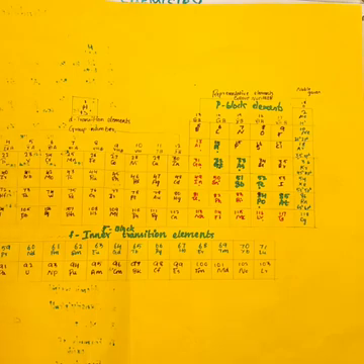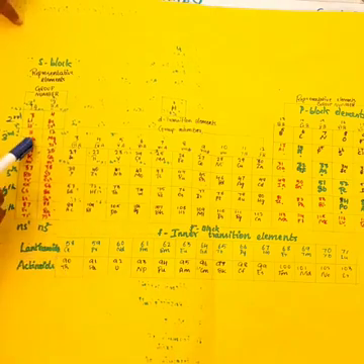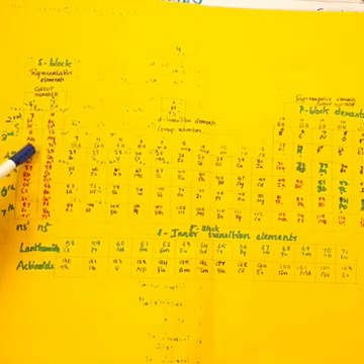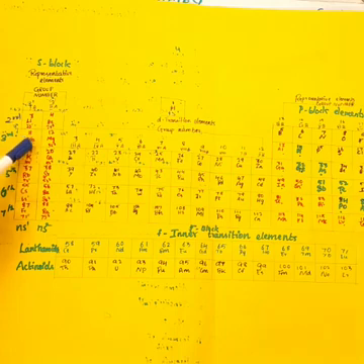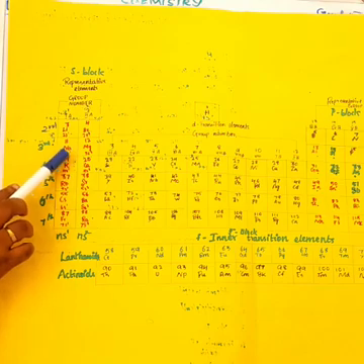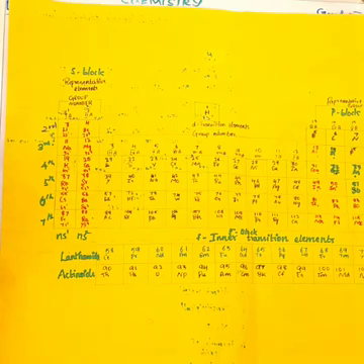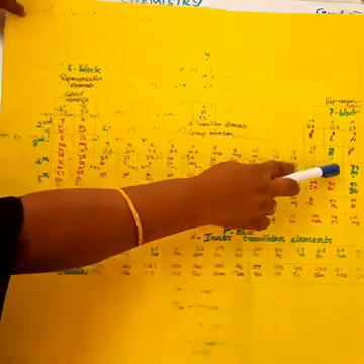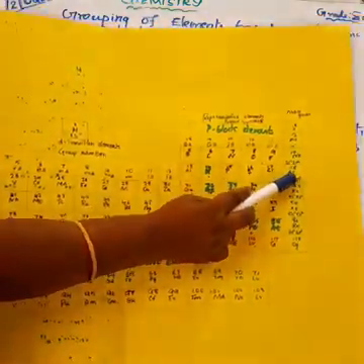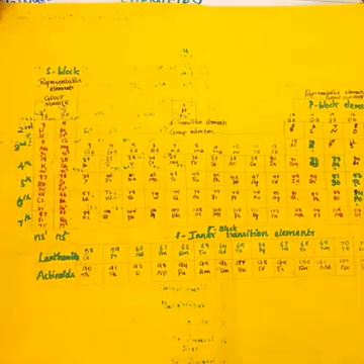Similarly, the third period starts from sodium. Neon has atomic number 10, so after it sodium has atomic number 11. What is its electronic configuration? 3s1. The third period starts from 3s1 and ends with 3s2 3p6. It starts from sodium, then magnesium, aluminium, silicon, phosphorus, sulfur, chlorine, and ends with argon. These are about the electronic configuration.